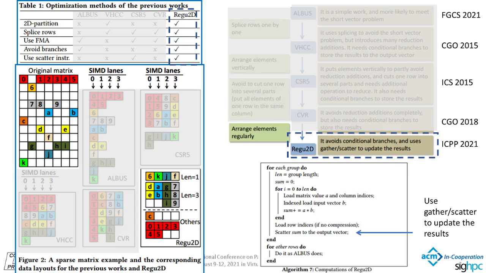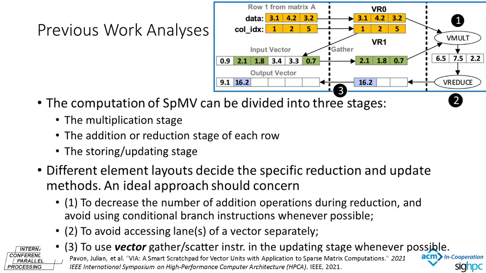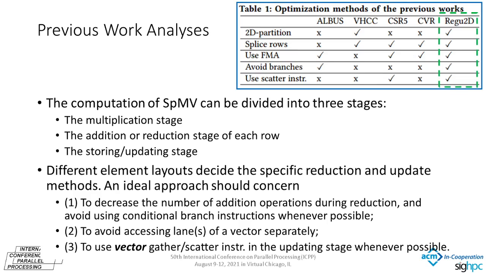The fifth is Regu2D, which is proposed by this paper. It arranges elements regularly to avoid conditional branches and uses gather-scatter instructions to update the results. As a conclusion, the computation of SpMV can be divided into three stages: multiplication, reduction, and updating stage. And different element layouts decide the specific reduction and updating methods.